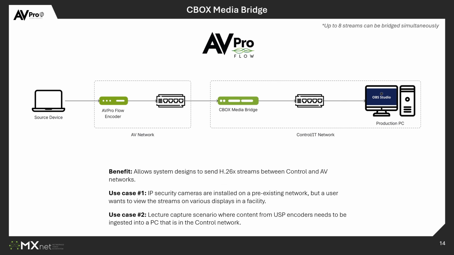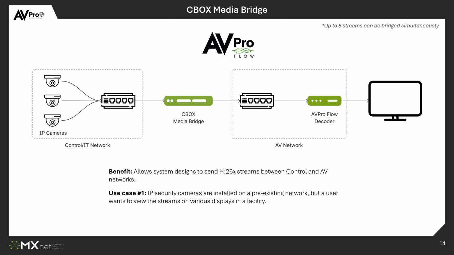The source device is connected to a USB encoder within the AV network, but the user wants to send the laptop's content into a production PC that's in the control or an existing IT network. By enabling Media Bridge on the C-Box, the stream from the USB encoder can be encapsulated and converted into the IT network. This design can be used for streaming to internet services in the same way, by enabling RTMP as the streaming protocol and configuring parameters for the service through Mentor.